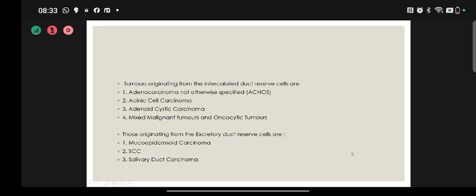Tumors which originate from the intercalated duct reserve cells are the adenocarcinoma not otherwise specified, the epithelial-myoepithelial carcinoma, the adenoid cystic carcinoma, and the mixed malignant tumors and oncocytic tumors. Those originating from the excretory duct stem cells are the mucoepidermoid carcinoma, SCC, and salivary duct carcinoma.